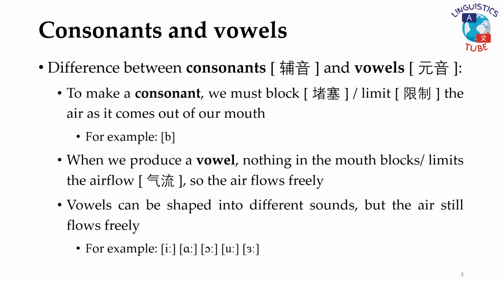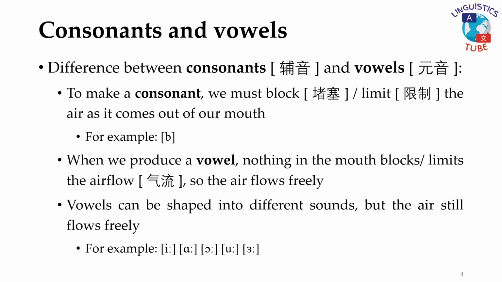We learned in episode 1 that sounds are grouped into 2 main categories, consonants and vowels. And we already know that there is one important difference between them. In order to make a consonant, we must block or limit the air as it comes out of our mouth. The most obvious examples are plosives, like b. To make this sound, we need to close our mouth and put our lips together, and then quickly open our mouth to let the air out.